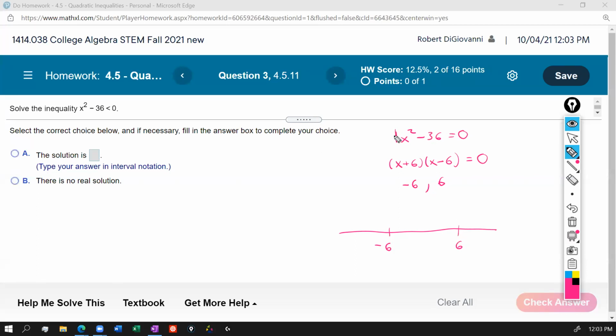Here with this quadratic, again, it opens up. So I know it goes like this and comes through like that. And let's see, I want this to be strictly less than 0. So that's going to be over here. And I do not want to include 6 and -6 because that's where it's equal to 0. So I get that. So everything between -6 and 6.